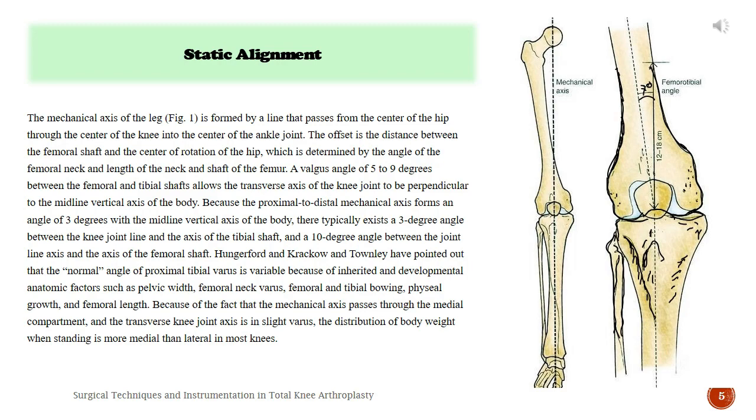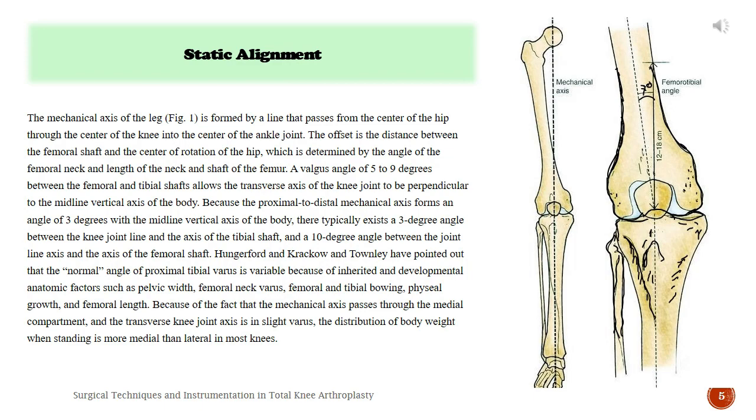The offset is the distance between the femoral shaft and the center of rotation of the hip, which is determined by the angle of the femoral neck and length of the neck and shaft of the femur. A valgus angle of 5 to 9 degrees between the femoral and tibial shafts allows the transverse axis of the knee joint to be perpendicular to the midline vertical axis of the body. Because the proximal to distal mechanical axis forms an angle of 3 degrees with the midline vertical axis of the body, there typically exists a 3 degree angle between the knee joint line and the axis of the tibial shaft, and a 10 degree angle between the joint line axis and the axis of the femoral shaft.